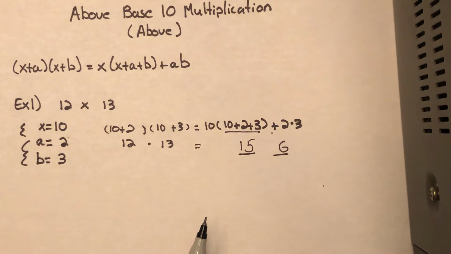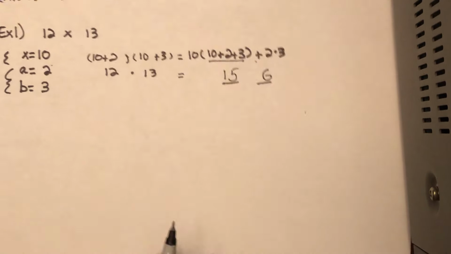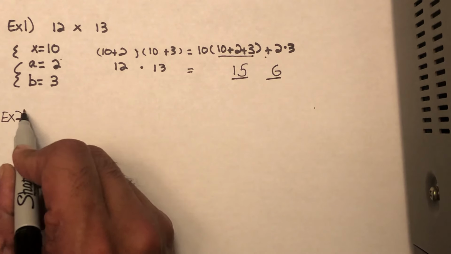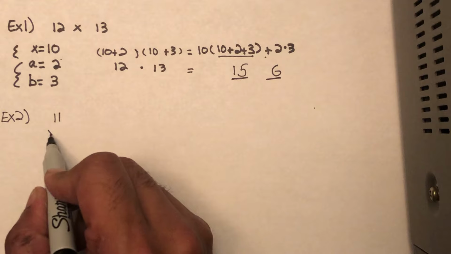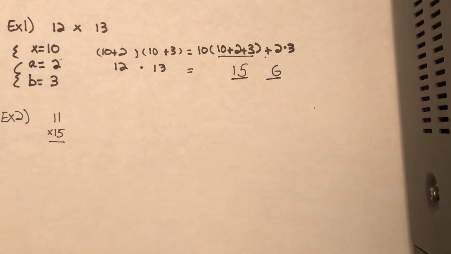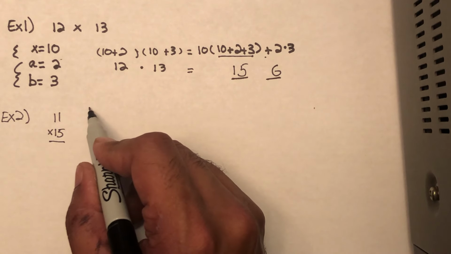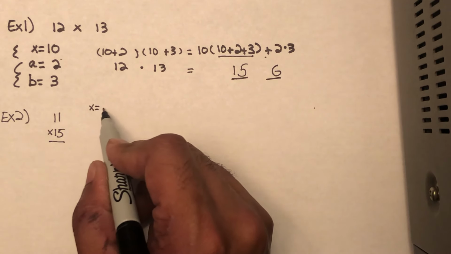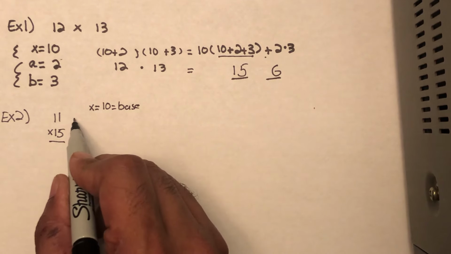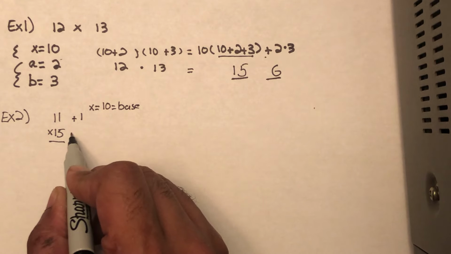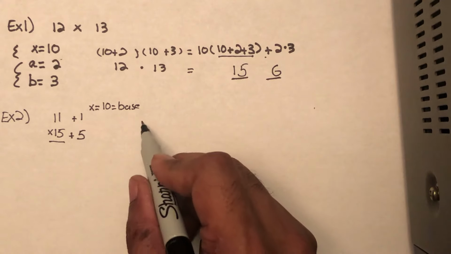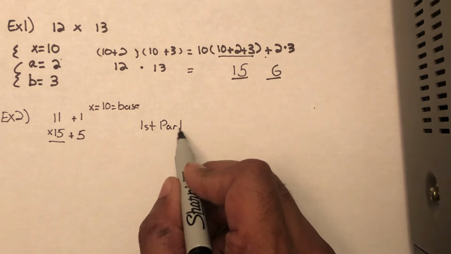So that's the theory behind it. Let's go ahead and do some examples now. Example 2. Let's do 11 times 15. Now there's a little shortcut you can use to get the answer 165 quickly, but let's do it this way. Our base, which is x, is 10. And our excesses are plus 1 and plus 5. We have a first part of our answer and a second part.